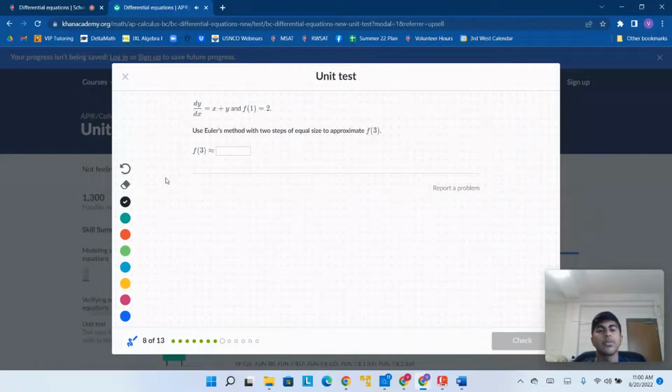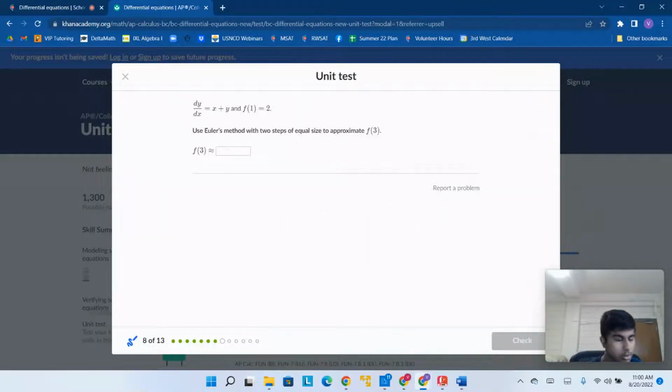dy/dx equals x plus 1 and f of 1 equals 2. Use Euler's method with 2 steps to approximate f of 3. This one I'm going to start writing stuff down. If you're unfamiliar with Euler's method, I'll show it to you.